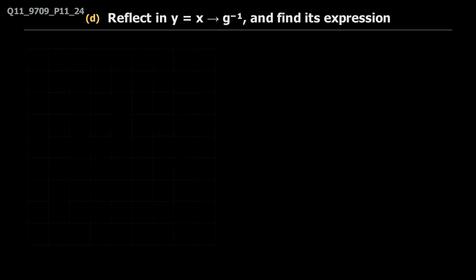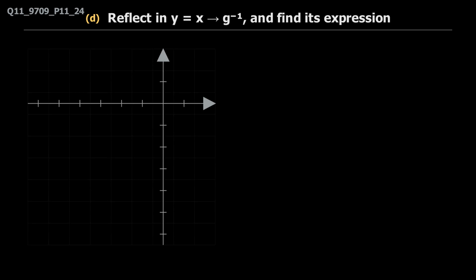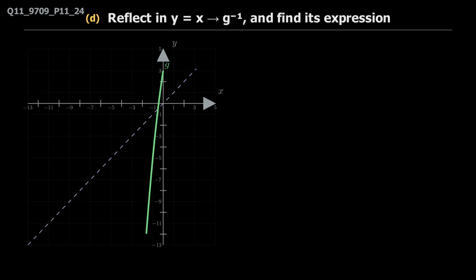Part D. Reflect g in the line y equals x to obtain g inverse. Here is g on its domain. Draw the mirror line y equals x and reflect the graph across it. The inverse curve swaps the roles of x and y. Label the inverse function. The point 0, 3 on g maps to 3, 0 on g inverse.